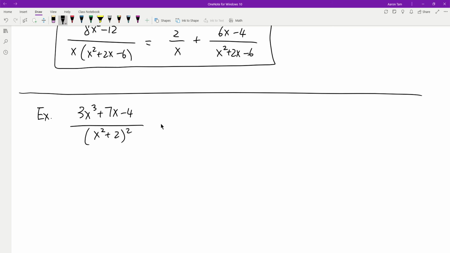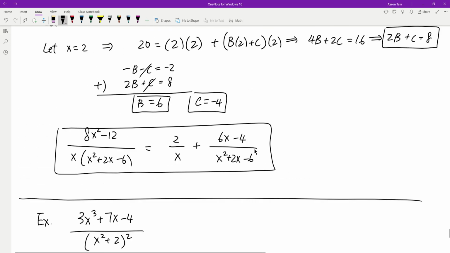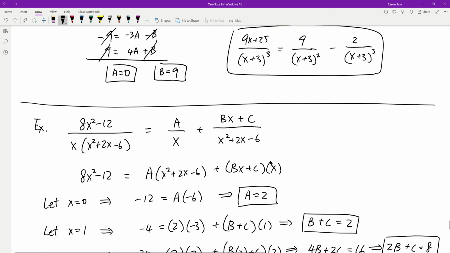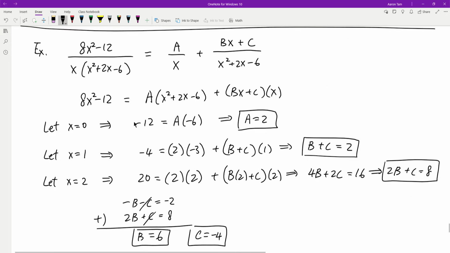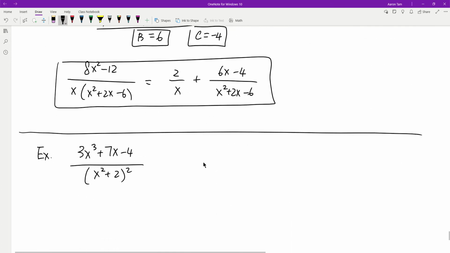Okay? So that's my fraction. Notice that the bottom is x squared plus 2 squared, so therefore we result in x to the 4th. And the top is 3rd degree, so therefore it's still a proper rational function. Just like this one here, top is 2, bottom is 3. And this one, top is 1, the bottom is 3. So remember, you can only do partial fraction decomposition when you have a proper rational function.